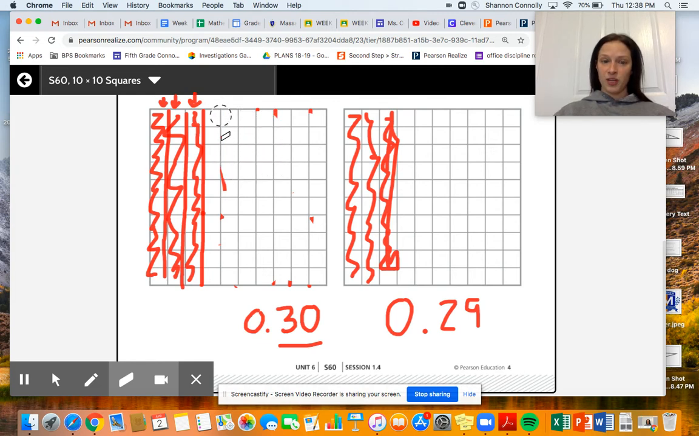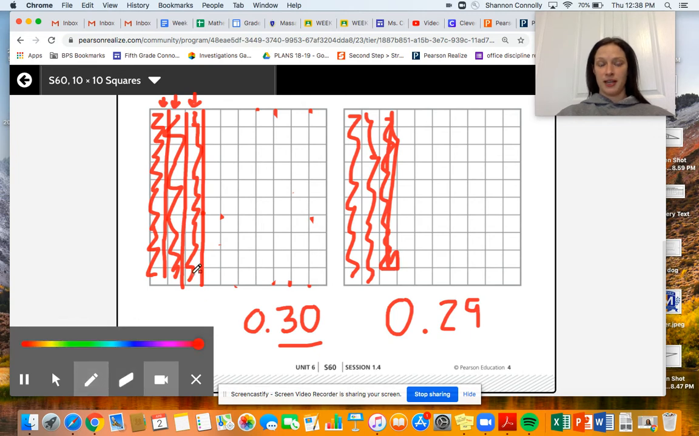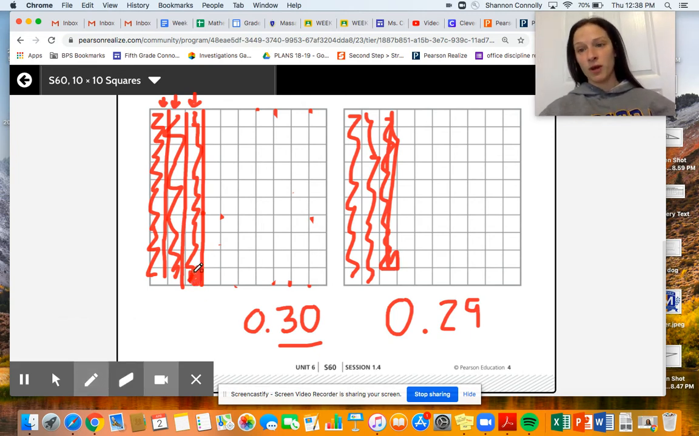One, we can look at the representation and we can clearly see that more is shaded in here. This last box was shaded in. Okay, that's one way we can discover which decimal is larger.